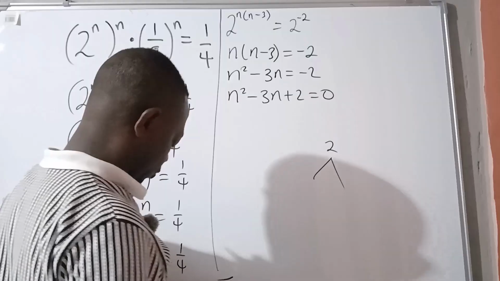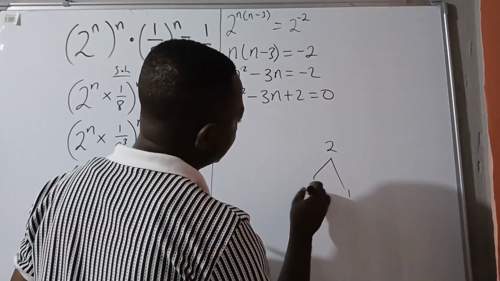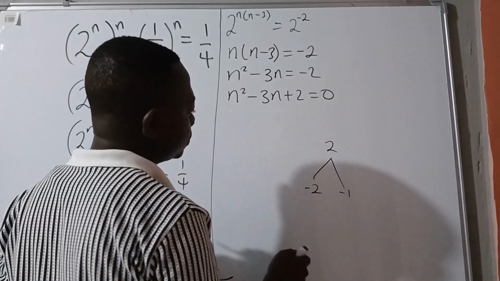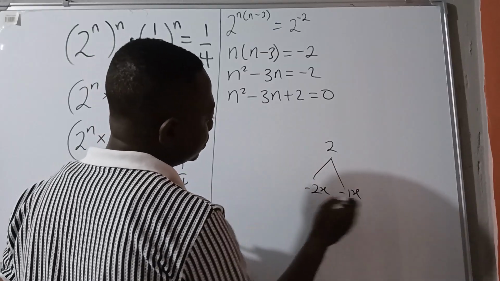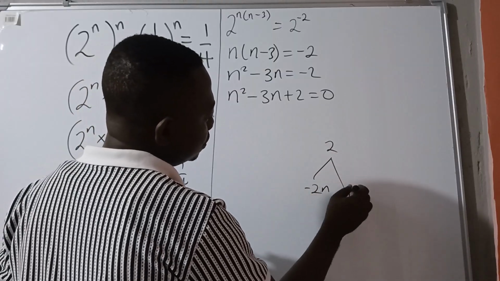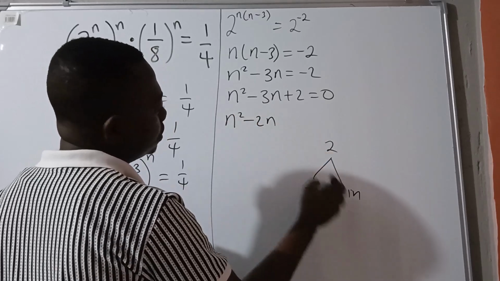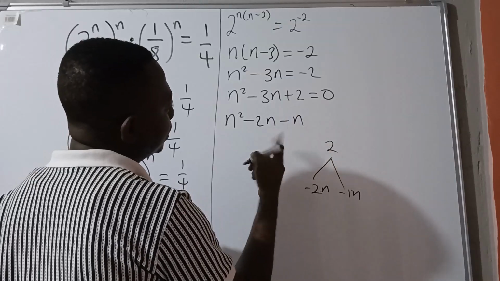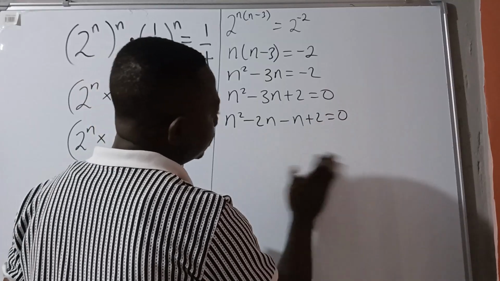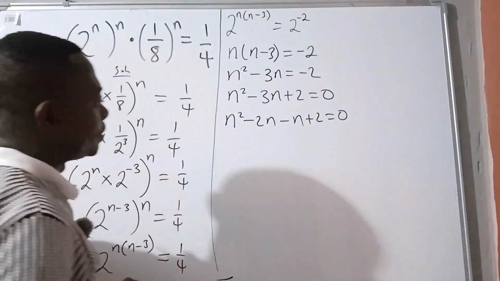So what are the numbers? Let's try 2 times 1 is 2. Let's negate them: minus 2 times minus 1 is 2, and minus 2 plus minus 1 is minus 3. So in place of minus 3n, we put these. So we have n squared minus 2n minus n plus 2 equals 0. Now this one is well balanced, so we are free to go.